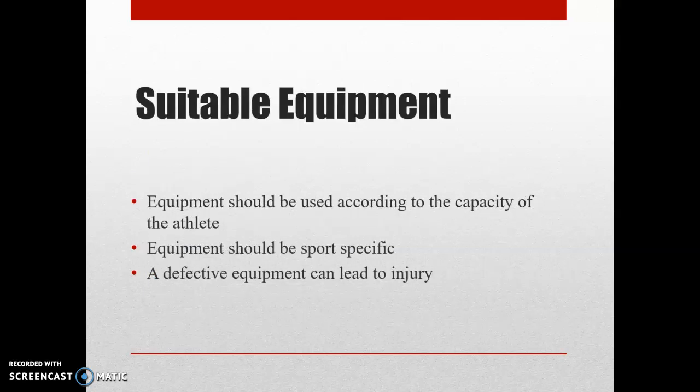Alright, so suitable equipment. Equipment should be used according to the capacity of the athlete, so that just means whatever the athlete has to do and all of the movements that their body has to perform, their equipment should be able to move with them.